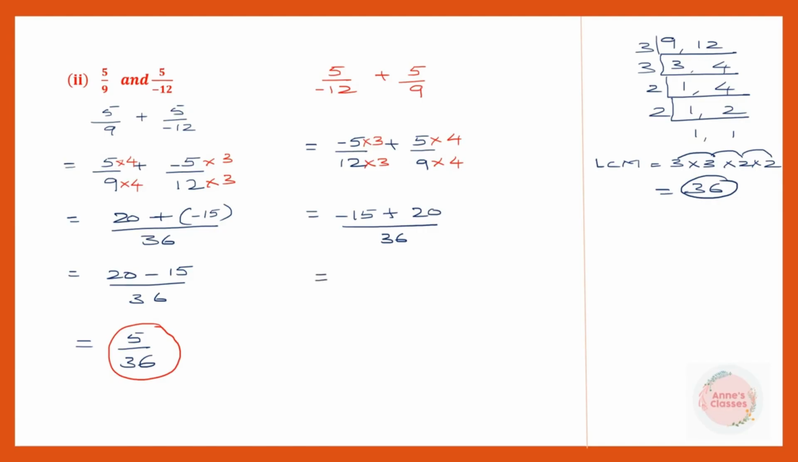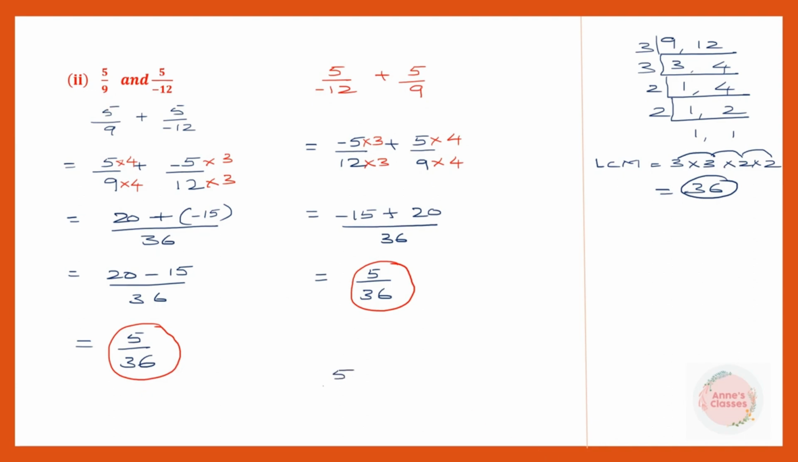Signs are different. Put the sign of the bigger number, that is plus, and subtract: 20 minus 15 is 5. 5 by 36. So here the answer is 5 by 36. Can you see? We got the same answer when we had 5 by 9 first and added, we got 5 by 36. When we changed the order also, we got 5 by 36. So we have verified this.